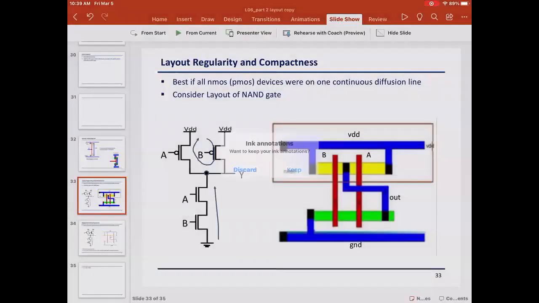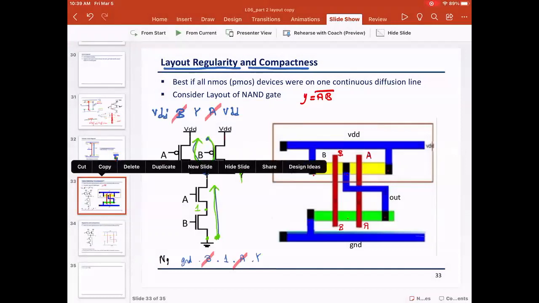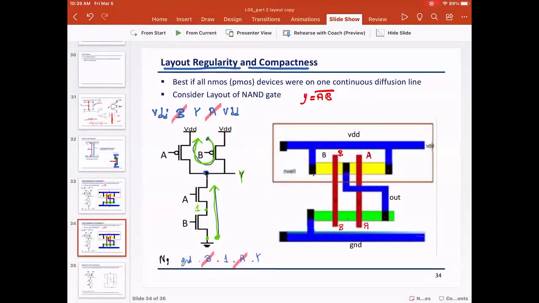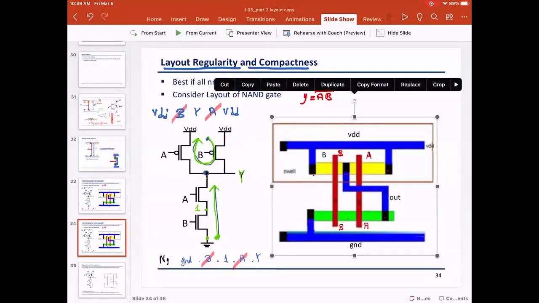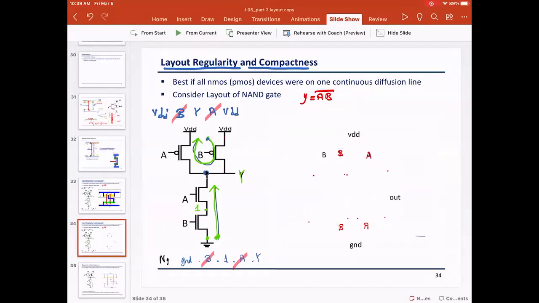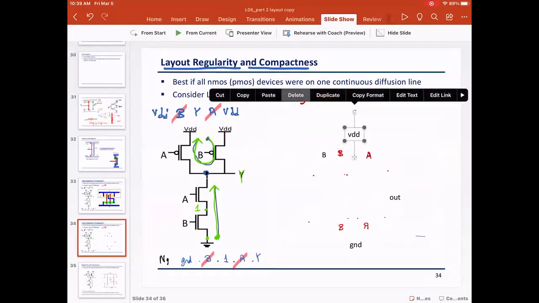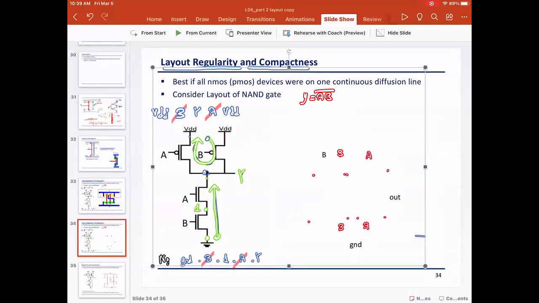Okay, so with this given, let me show you how we would draw the stick diagram. Let us see how we would draw the stick diagram for this circuit. Hopefully deleting this will not delete everything.